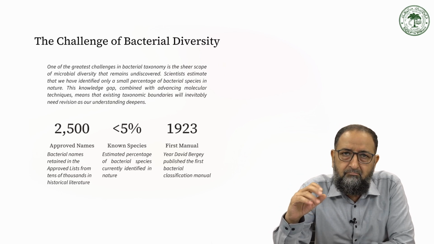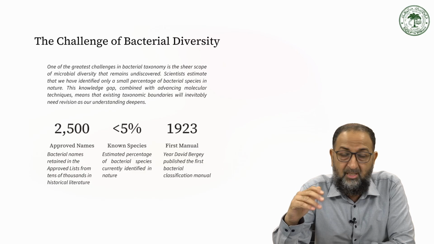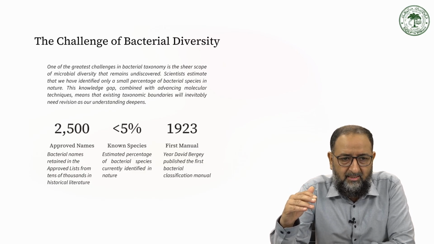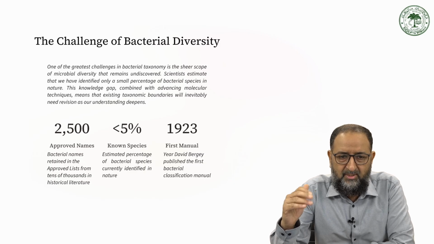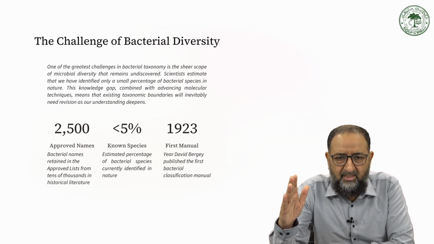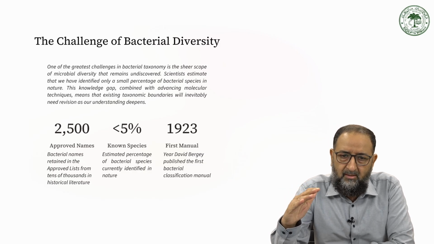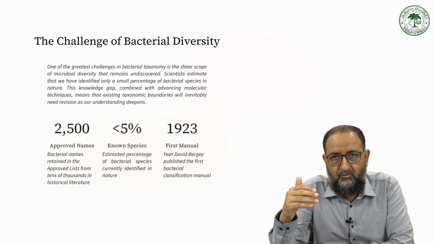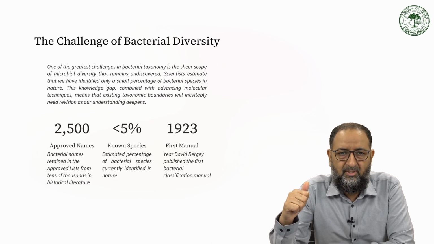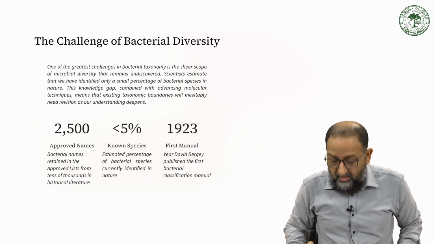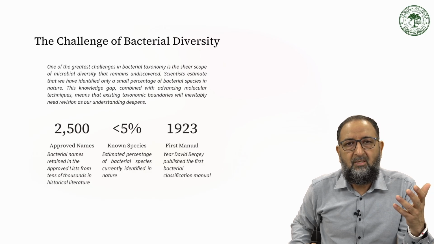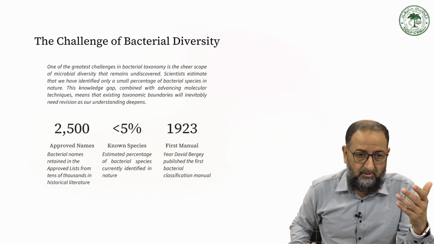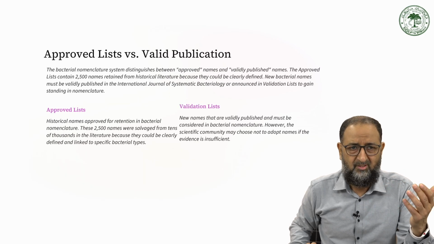So almost 2,500 species have approved bacterial names retained in the approval list from the tens of thousands in the historical literature. And less than 5% is the estimated percentage of bacterial species currently identified in nature. In 1923, David Bergey first jotted down and published the first bacterial classification manual to define all these species. But there are many bacterial species which are not even known, we are not even aware of them. Right. So it's not 2,500, but there are millions of different species.